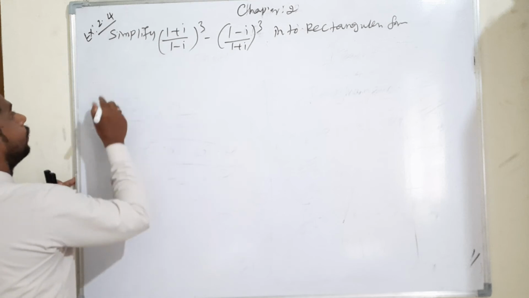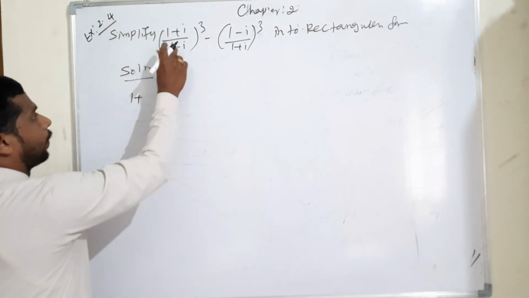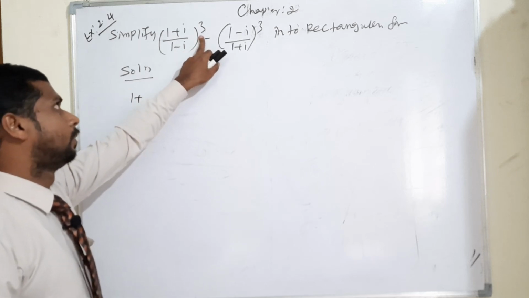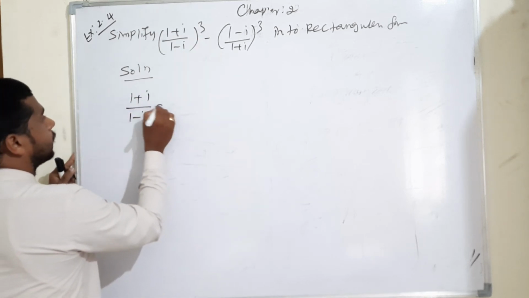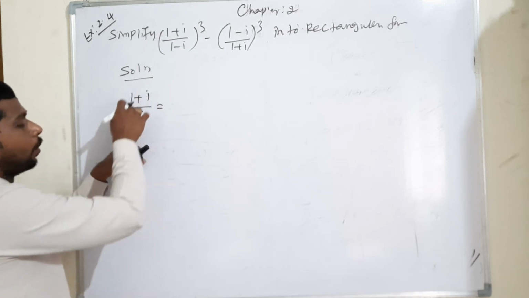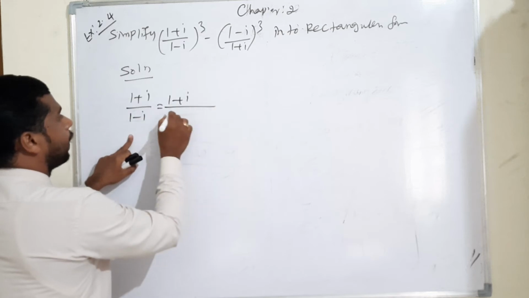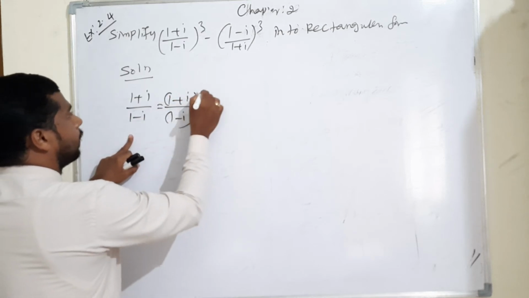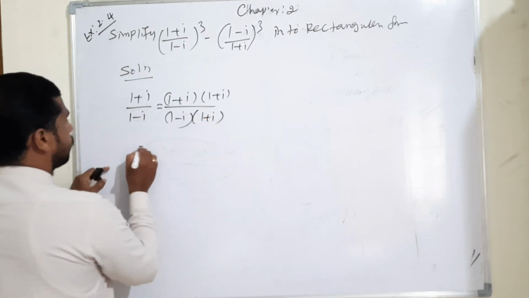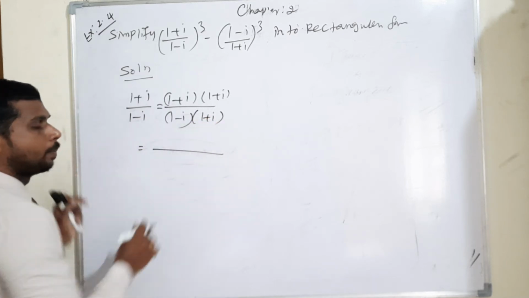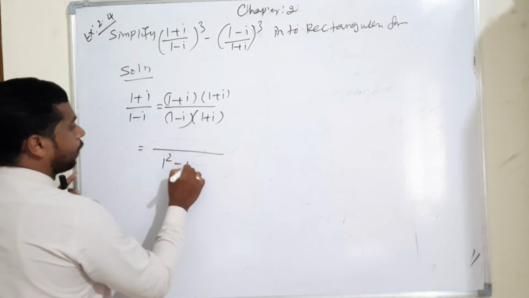So, first what we have to do? Solution. First condition, I am considering without bracket. Okay, without bracket means 1 plus i divided by 1 minus i is equal to, first what we have to do? Both the terms multiply with the complex conjugate. So 1 plus i divided by 1 minus i, then 1 plus i into 1 plus i. So what we have to do? Denominator a plus b into a minus b, so a square minus b square. So 1 square minus i square.